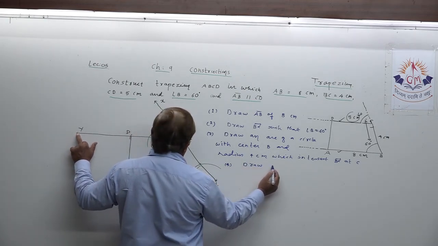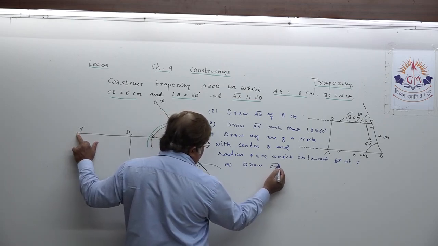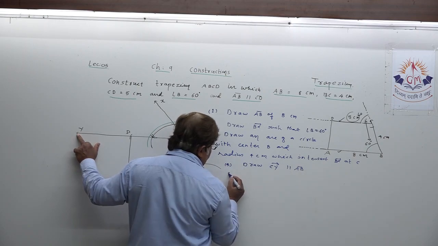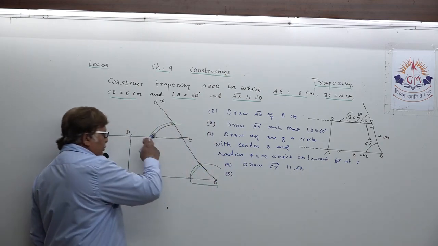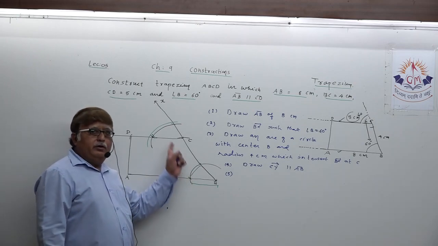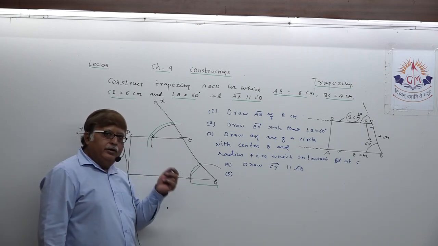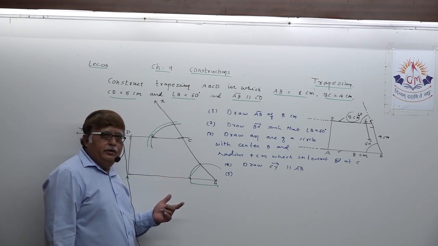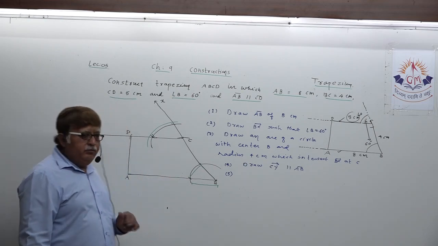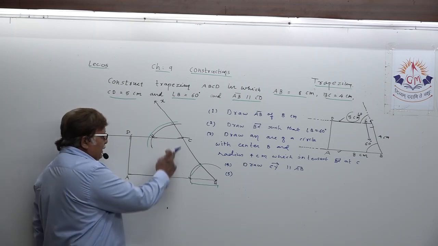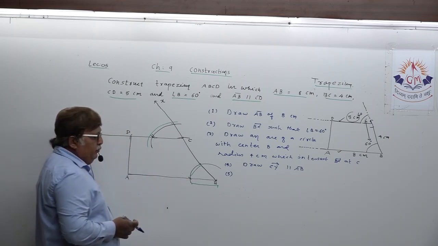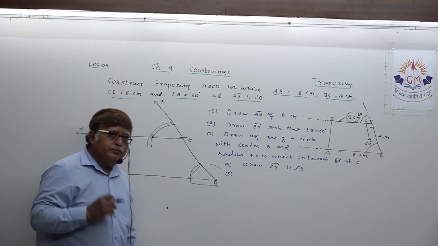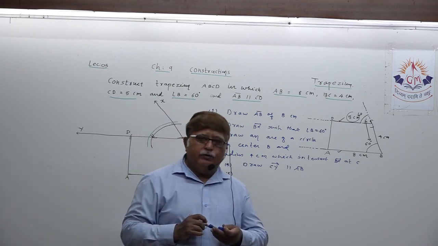Draw ray CY parallel to AB. You just have to mention this only. Why you have constructed equal angle, congruent angle, all these things do not need to be mentioned here. You simply have to be sure about one fact, that ray CY is parallel to AB. Okay. So this is clear.